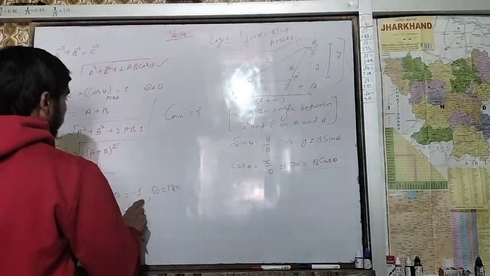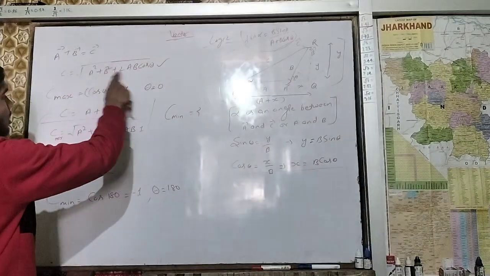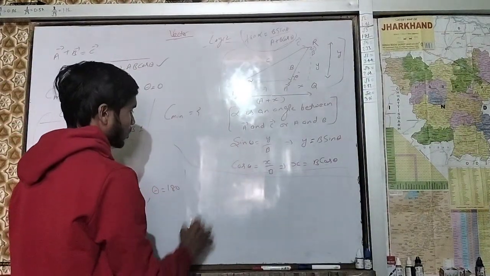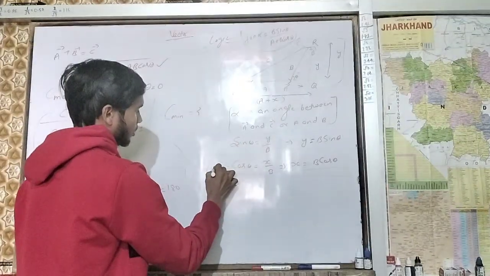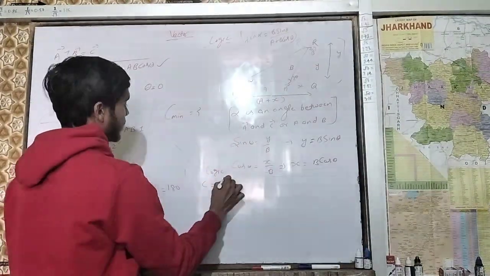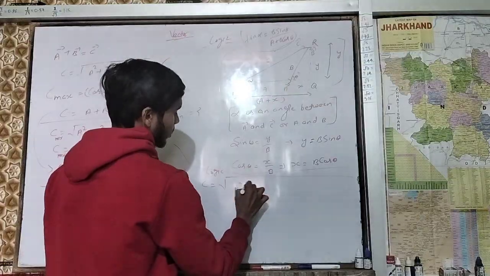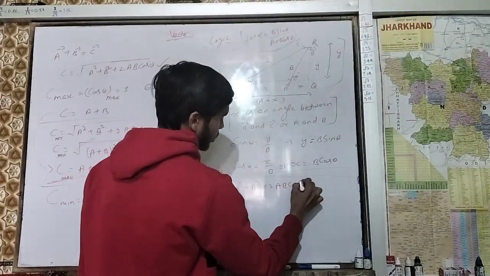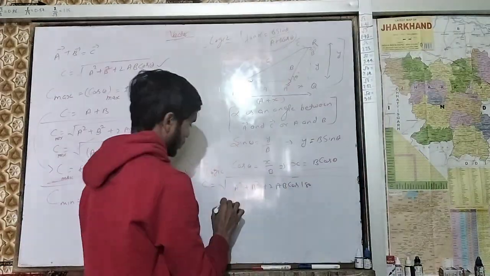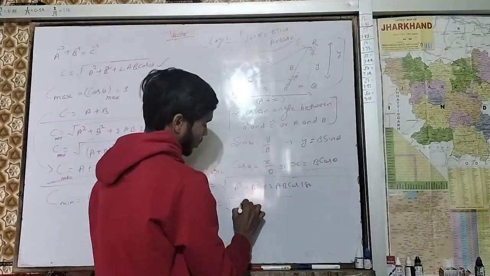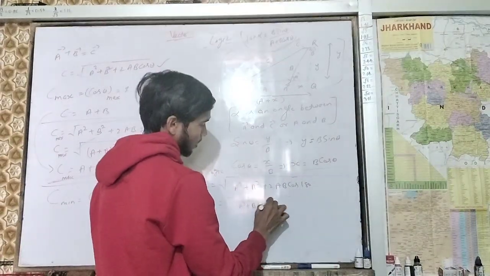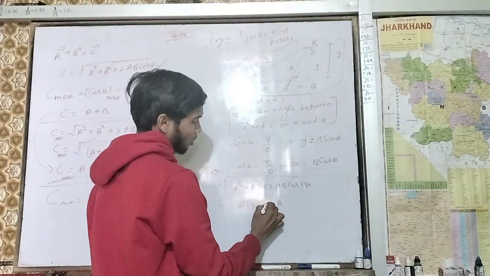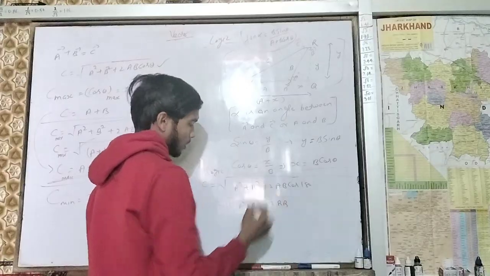If you substitute this minus 1, let's see the logic. C is the root of A square plus B square plus 2AB cos theta. Theta is 180 degrees. So in A square plus B square plus 2AB, this last term will become minus.